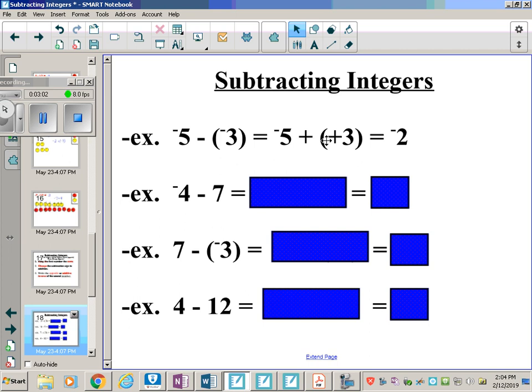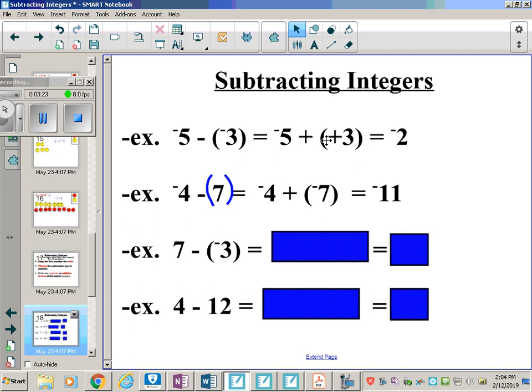Negative 4 minus 7. Now that's a positive 7. One thing people sometimes make mistakes about is they look at that 7 and think that it's a negative 7. It's not. It's a positive. So when we keep the first number the same, it's going to say negative 4, and then the subtraction becomes addition, so plus negative 7. Negative 4 plus negative 7 is negative 11.